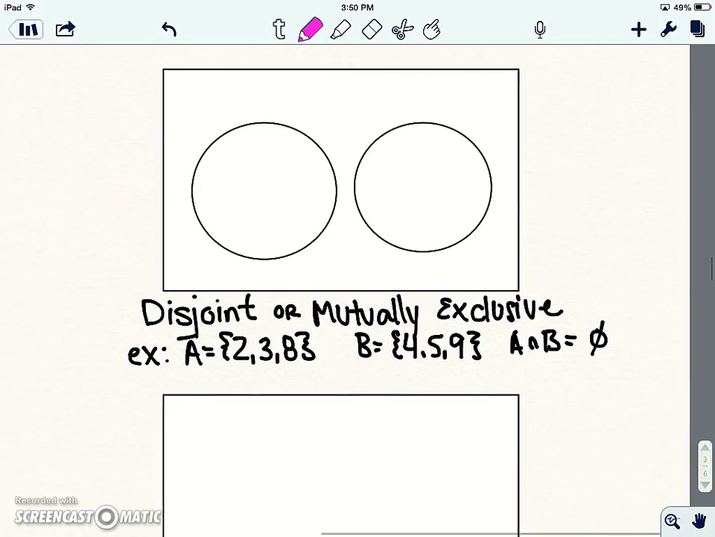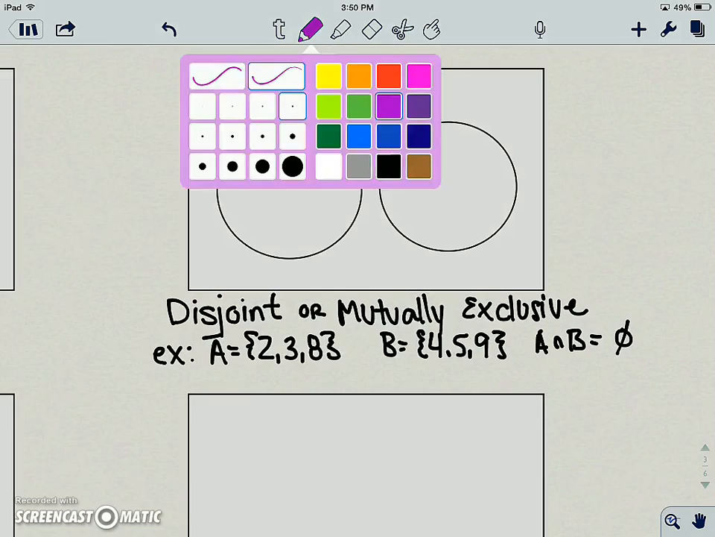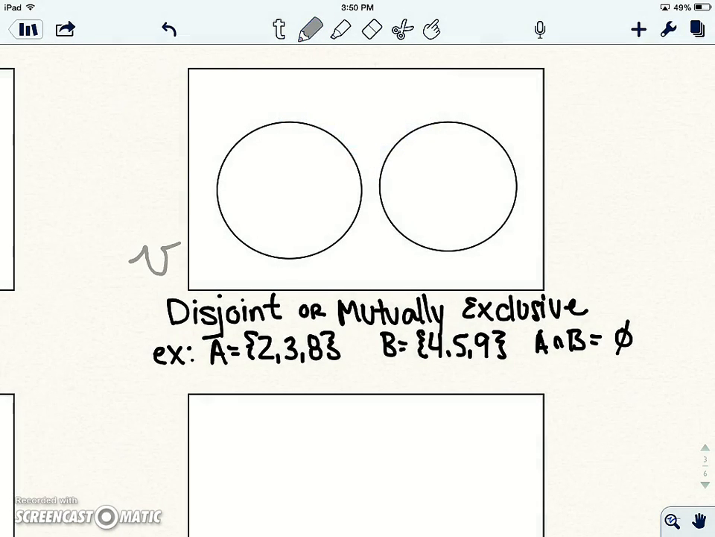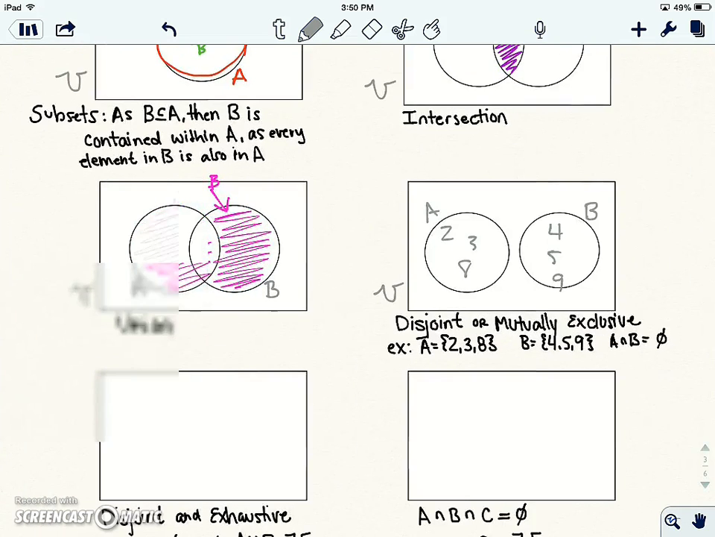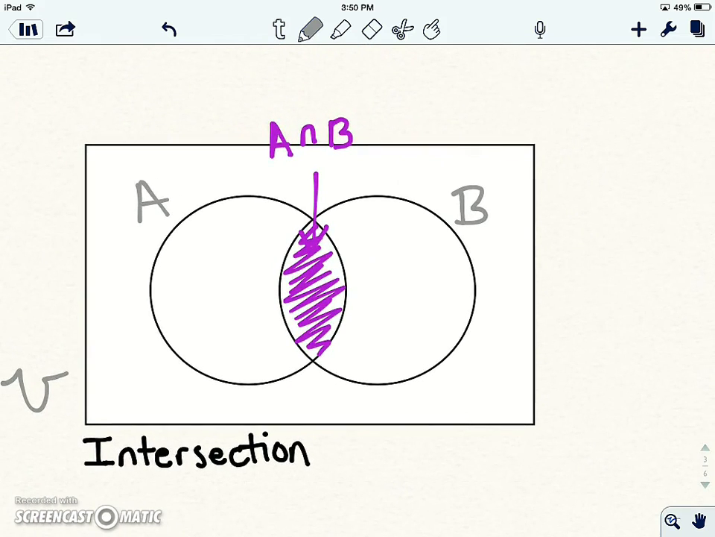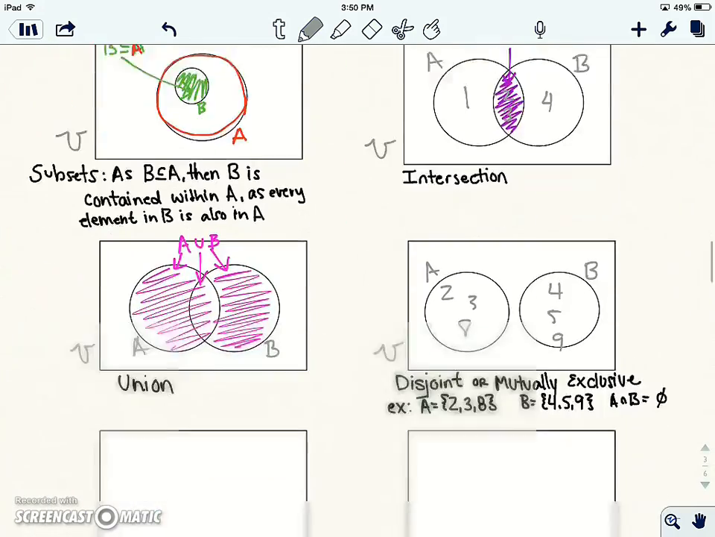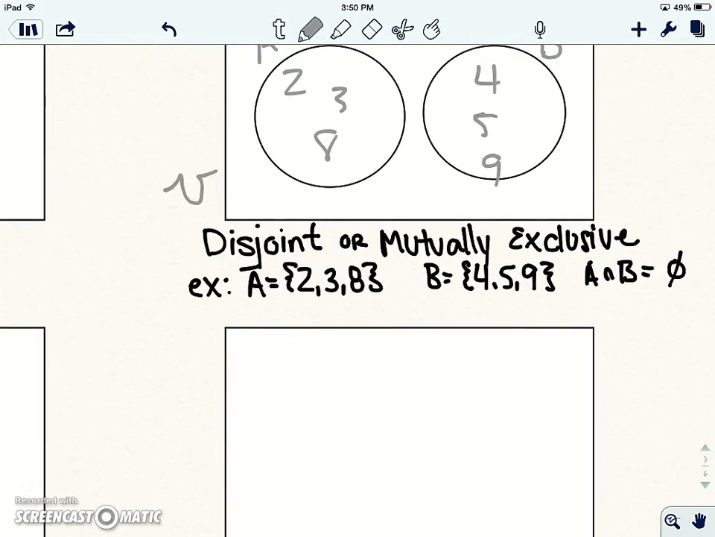We also have disjoint. And disjoint just means that they have nothing in common. So here's a picture. This is our universe. Maybe this is A and this is B. And in this case, maybe A has 2, 3, and 8. And B has 4, 5, and 9. Notice that none of the numbers are the same. Whereas if I went up to intersection, maybe A was 1, 2, and 3, and B was 2, 3, and 4. They would overlap. And notice that A intersect B is the empty set for the disjoint case because they don't overlap.